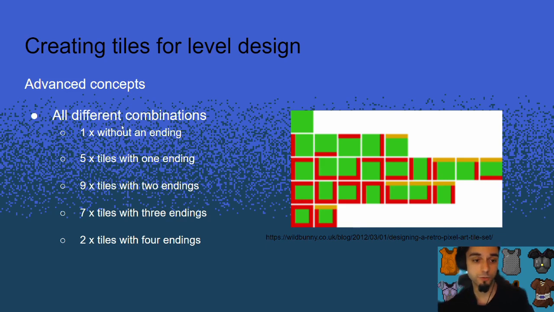But as it goes, you need 1 tile that has no ending. This one is going to be the filler tile. You can have multiple of these if you want, but for our sake, we can just go with 1. This one is going to be the filler one. It's going to go in all the cracks and so on. Then we need 5 tiles with 1 ending.